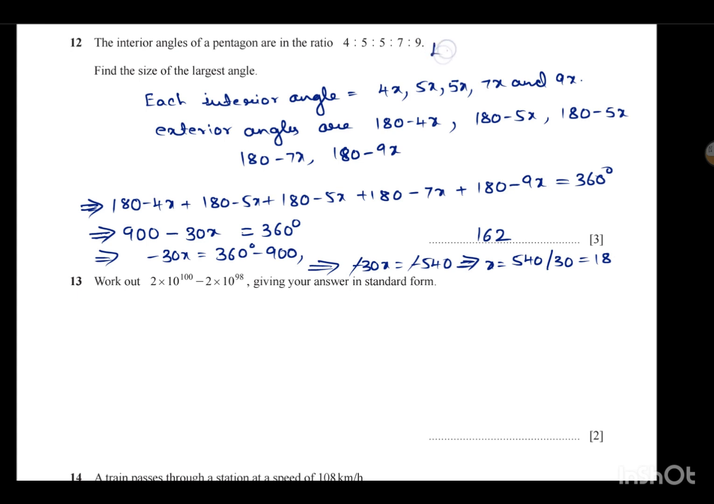Let me write here largest angle, 9 multiplied by 18 equal to 162 degrees. Question number 12 is done.